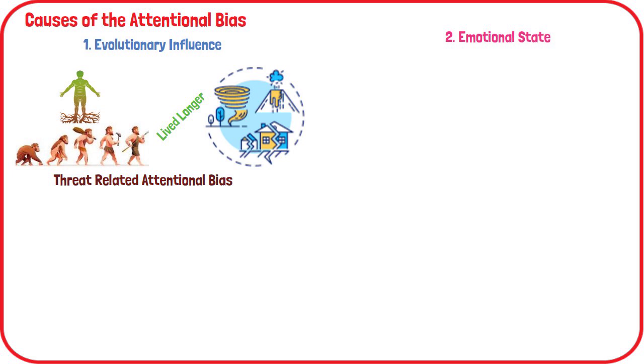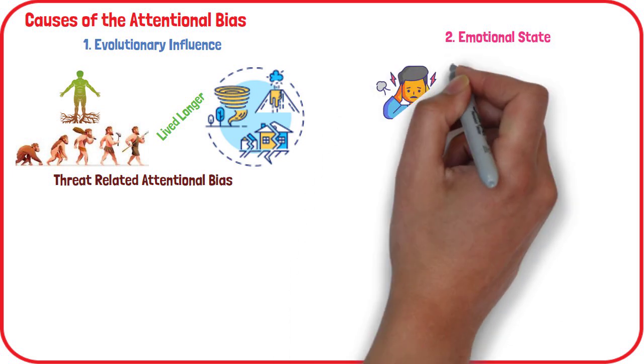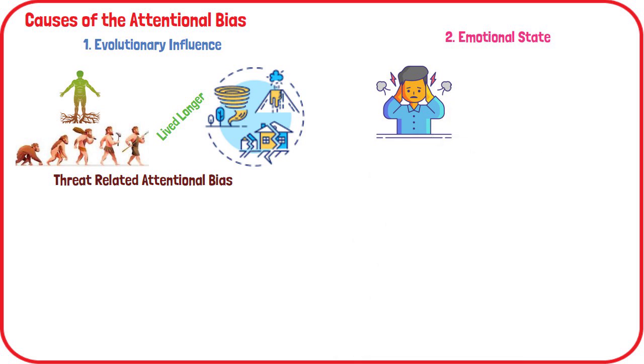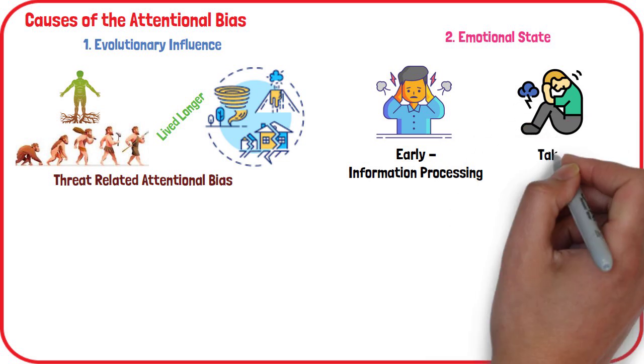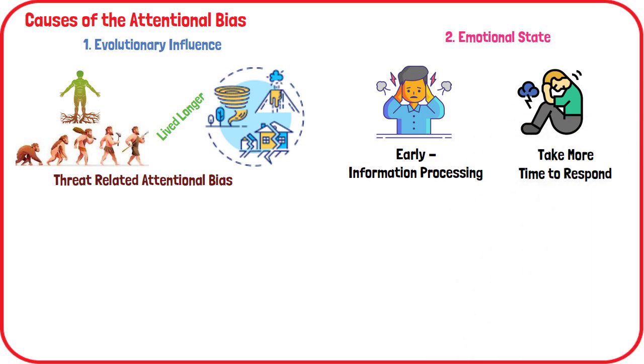Emotional state. Research shows that emotional states can influence attentional bias. Anxious individuals tend to exhibit attentional bias early during information processing, while depressed individuals take more time to respond.